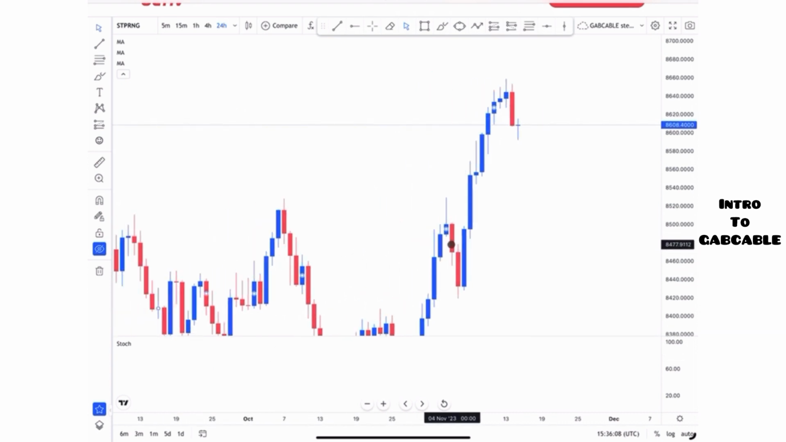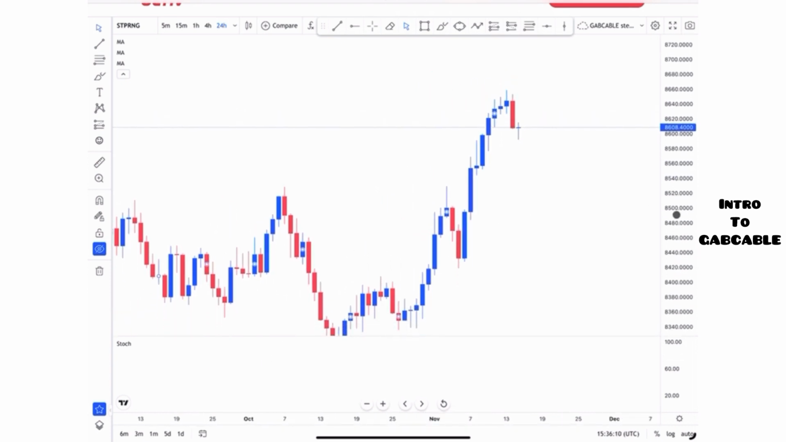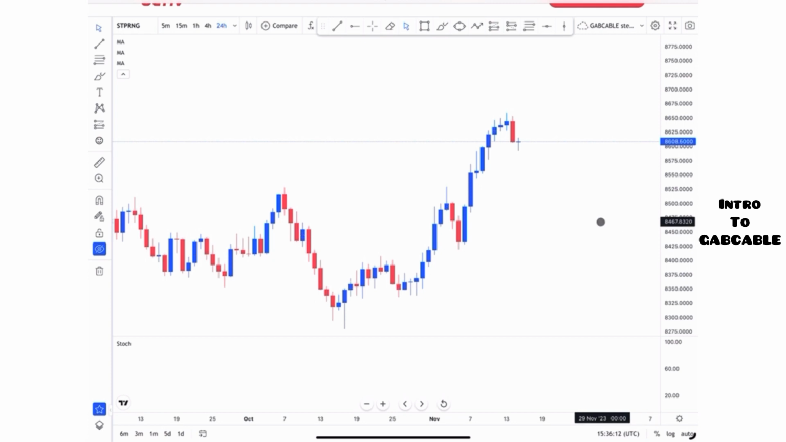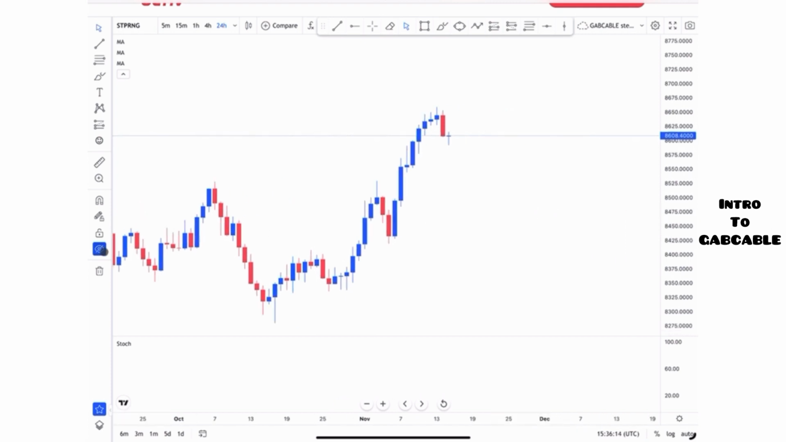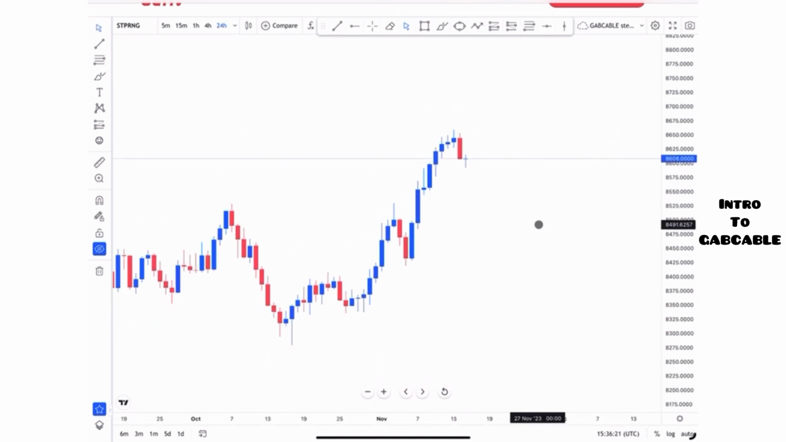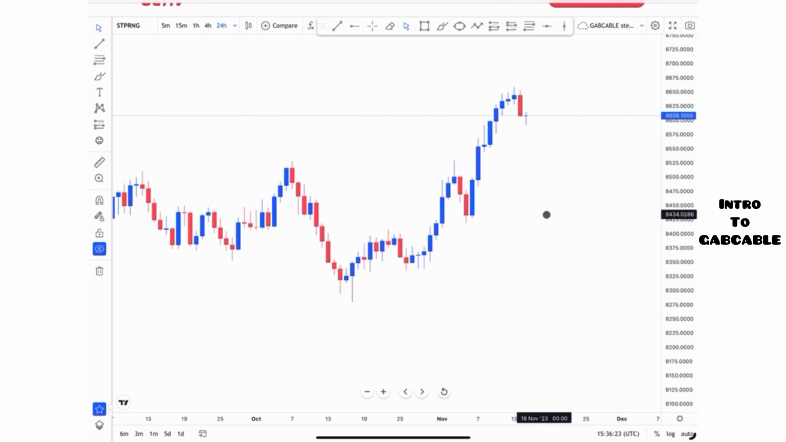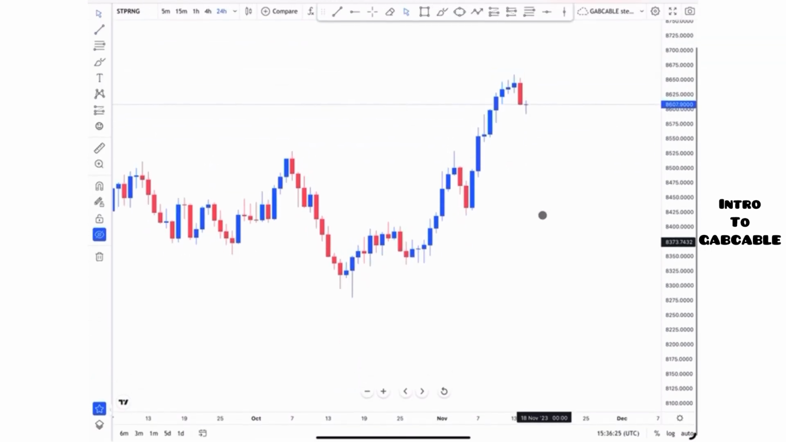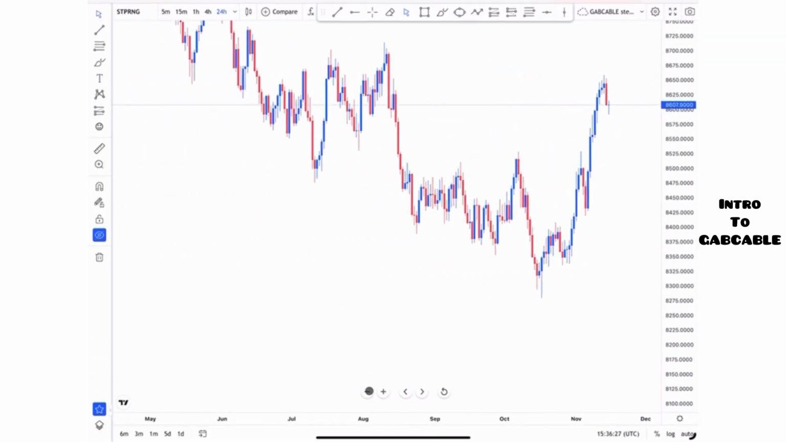Okay, so this is it, or should I take it out? Let me just take it out. All right, so guys, this is it. This is how my chart usually is. You already know how we do this thing, right?